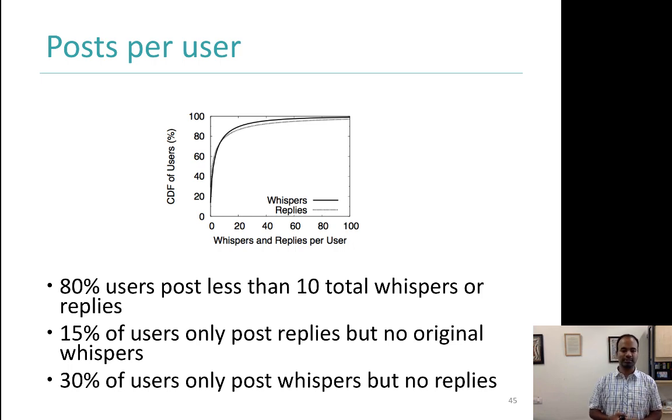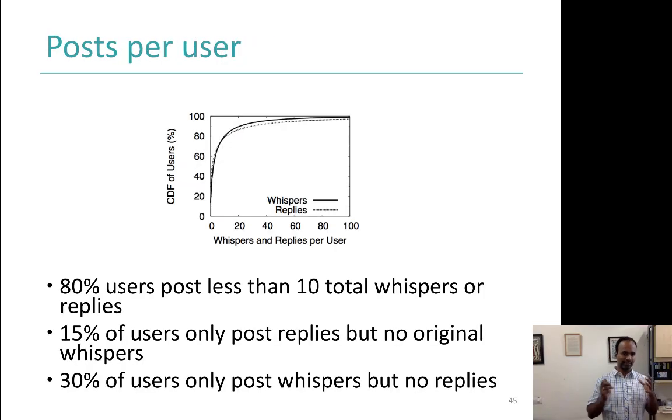15% of the users only post replies but no original whispers, which again shows that a small fraction of people post replies. They don't create original content; they're only looking at what others are doing and then replying to it. 30% of the users only post whispers but no replies. They're just the people who are creating original content, but they don't reply or react to any of the content.